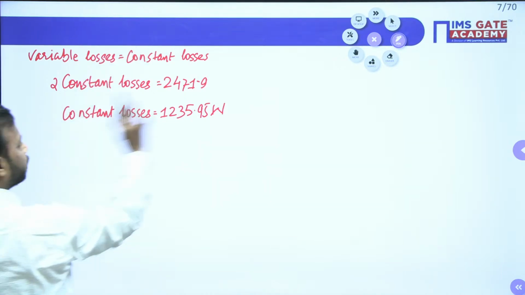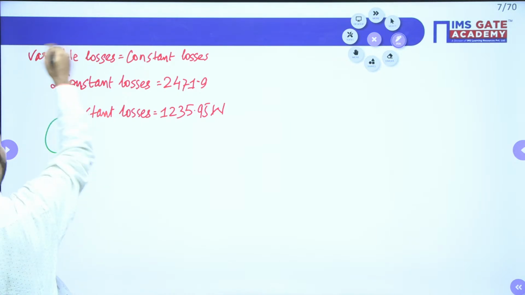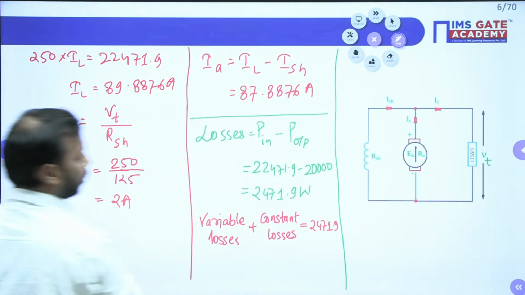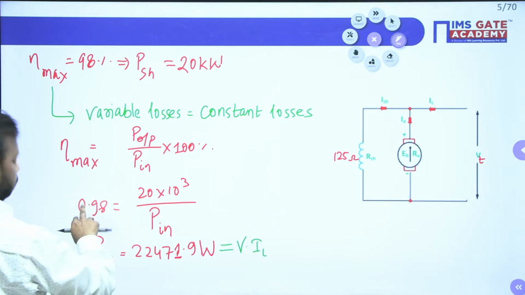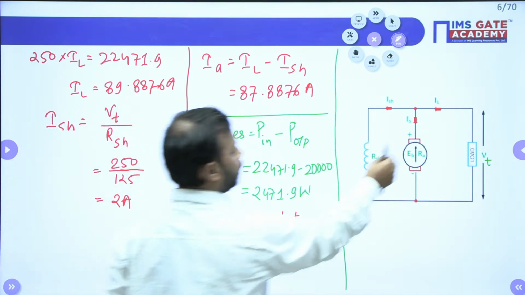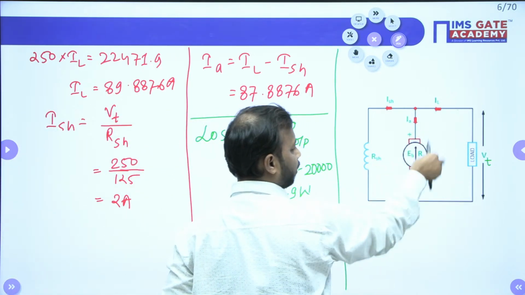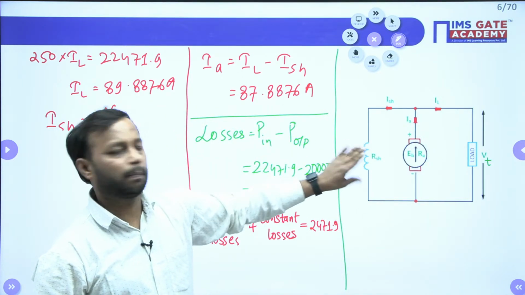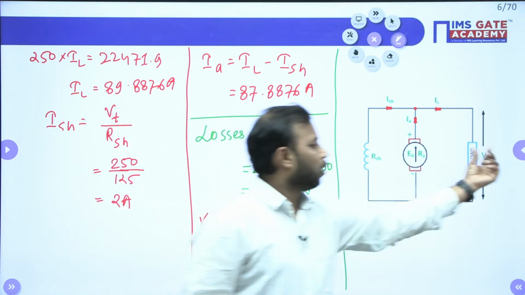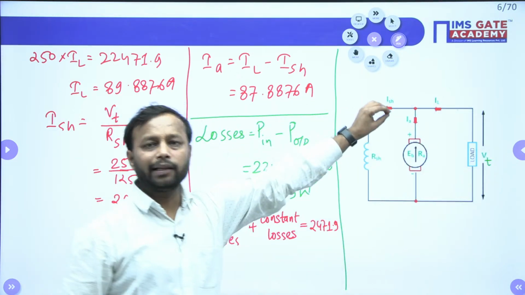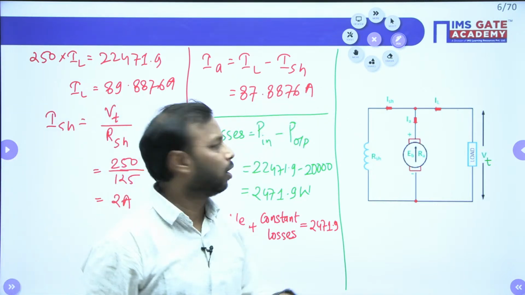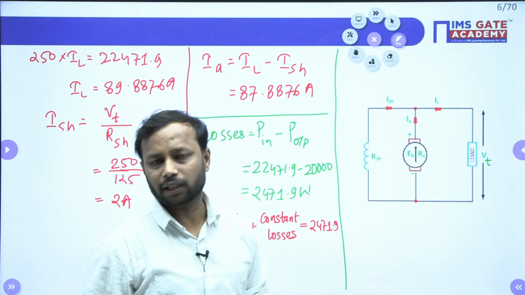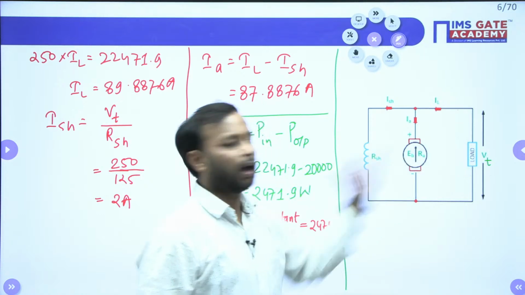Now this loss is again equal to the variable losses. So what is the variable loss in the question? Is this one, the current IA and the resistor RA? Why is this not the variable loss? This loss is not variable because here RSH is fixed, VT is fixed. So whatever current ISH is present, that will be constant. So sometimes this loss VT square by RSH is treated as a constant loss because these two parameters are constant.